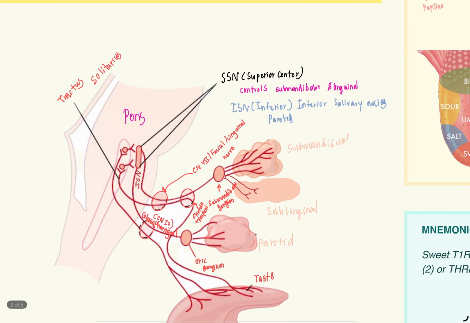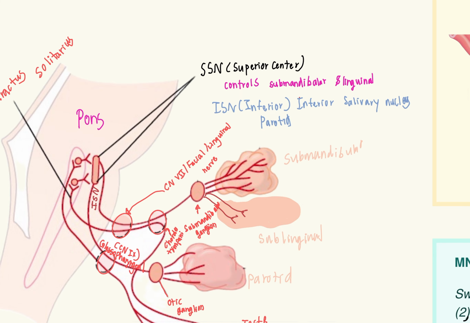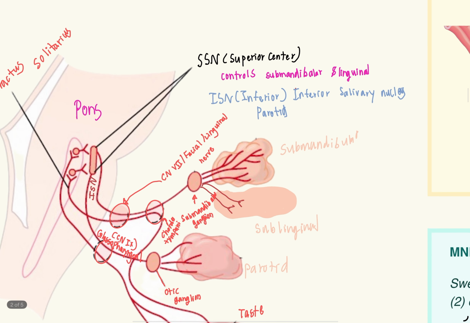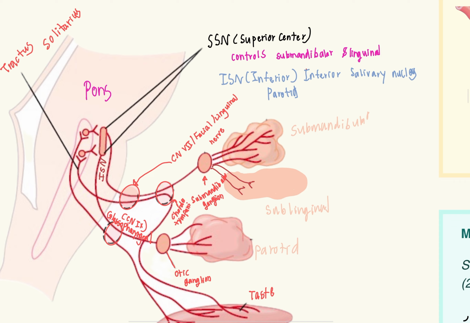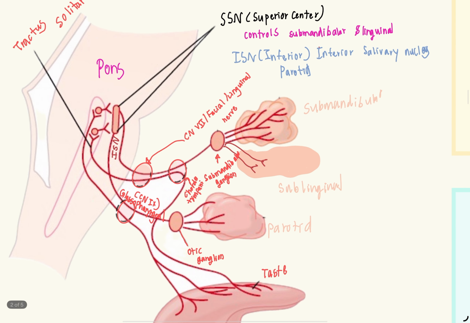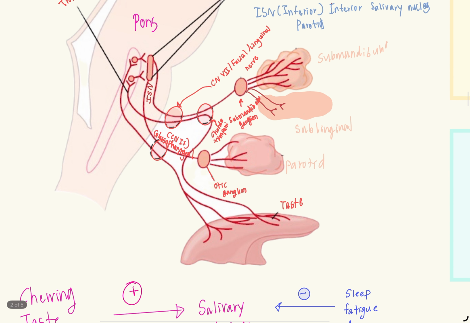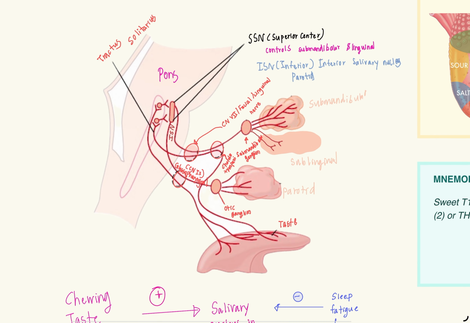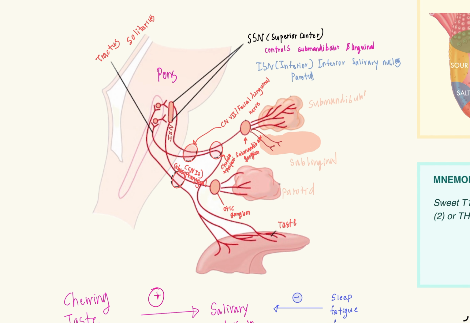So here you can see the superior salivatory nucleus and inferior salivatory nucleus. The superior salivatory nucleus controls the submandibular and sublingual glands, while the inferior one controls the parotid. While the taste reception goes via the glossopharyngeal nerve as well to the nucleus tractus solitarius.